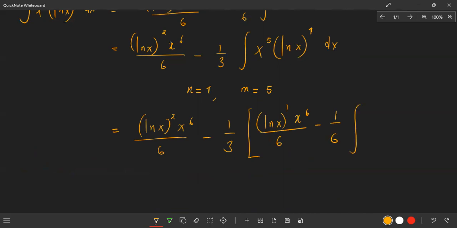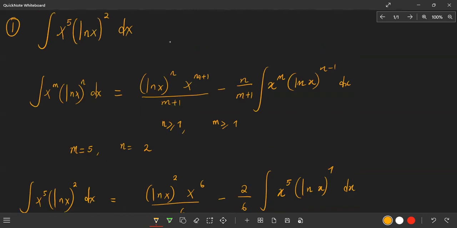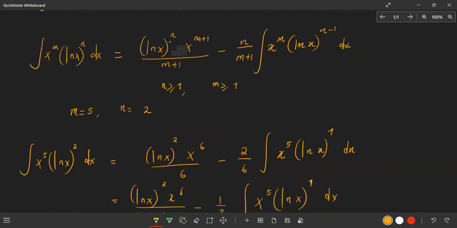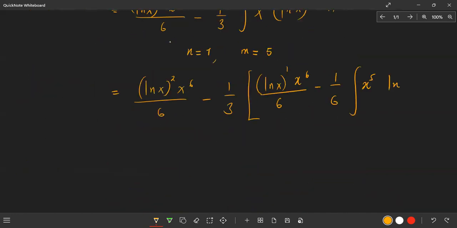And then the integral, okay, we're trying to integrate what we have inside here. Our m is 5, so this is x to the power 5. And then natural log of, if you notice here, we have now 1 minus 1, isn't it? Because our n is 1. So this will be natural log of x to the power 0. You see? So this natural log of x power 0 is just 1. So the only thing you're going to focus on integrating is the integral of x power 5.